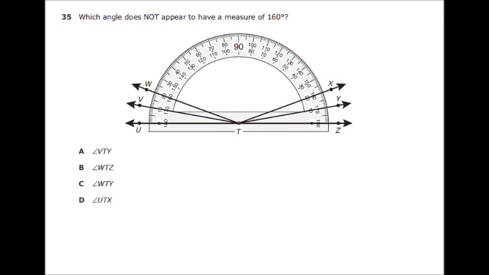Which angle does not appear to have a measure of 160? So I want to go through each one of these angles here and see which one does not appear to have a measure of 160. So here we have BTY, so I'm going to go from B to T, and then from T to Y. One wonderful way of doing that is to just look at the outside numbers or the inside numbers and then subtract the two, where the two rays cross. So this one, for example, will cross approximately, I'm going to use the outside, at 10 degrees. Over here, the Y crosses at 170 degrees. If I take the difference between the two, I get 160 degrees. Now we are looking for not 160, so A cannot be the correct answer.